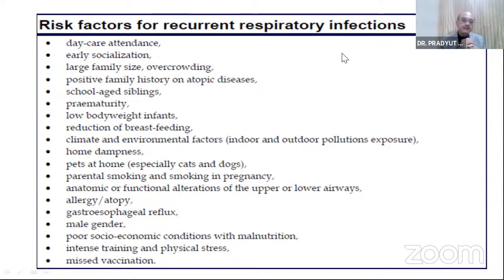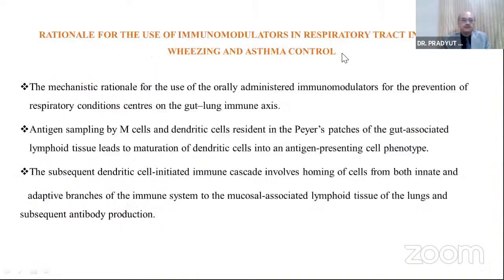The important thing is parental smoking, and smoking in pregnancy can make the child more vulnerable to recurrent respiratory infections. Certain anatomic or functional alterations of the upper or lower airways, presence of allergy or atopy history, and gastroesophageal reflux also predispose to recurrent respiratory infections. For some reason, males are more vulnerable than females. And of course, if there is a missed vaccination, they are more prone. These are the common risk factors which make the child suffer from recurrent respiratory infections. They are predominantly the targets where you can use these immunomodulators.